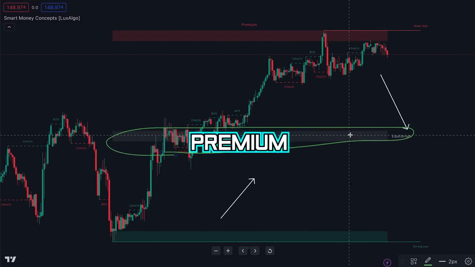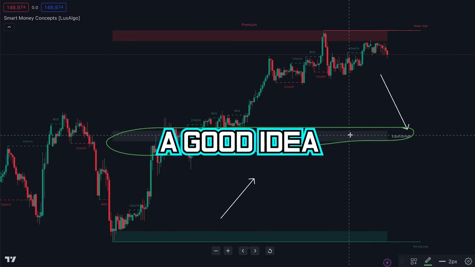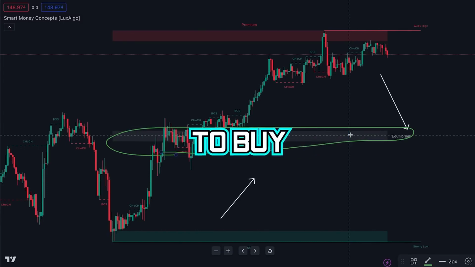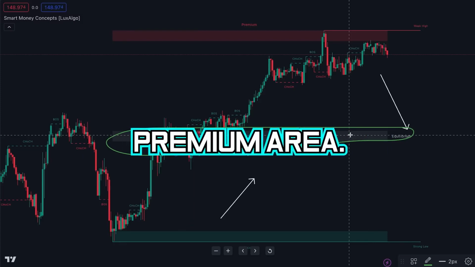When trading using the premium and discount zones, it is a good idea to ensure that when you are about to buy you are in a discount area, and when you are considering sells you are in a premium area.